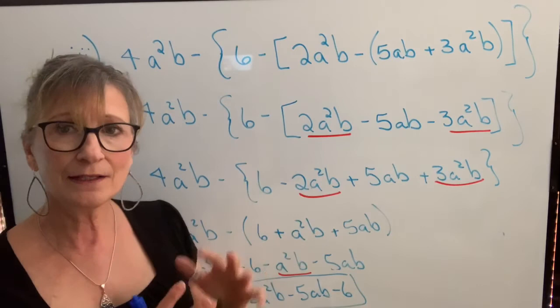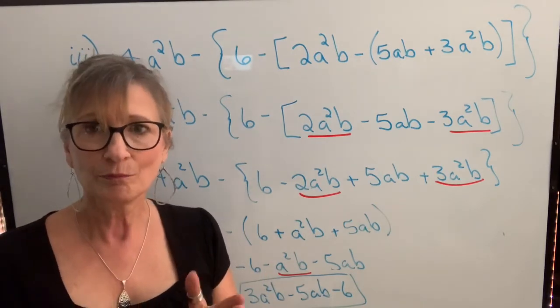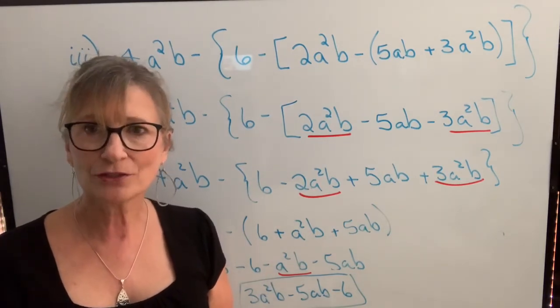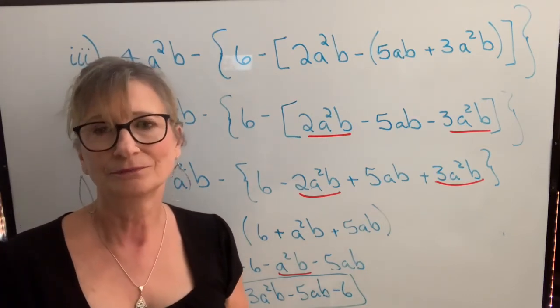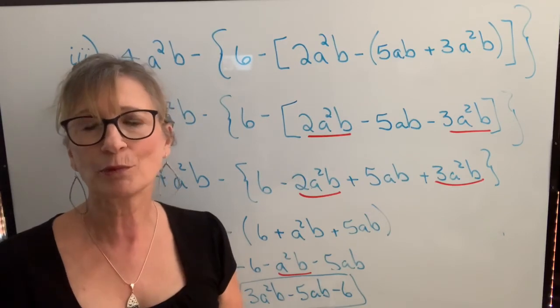So that's adding and subtracting polynomials. Basically, the rule is they need to be like terms. That means the letter part of them has to be identical. And then you just combine with the number part.